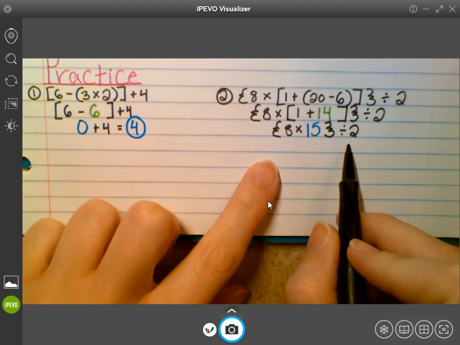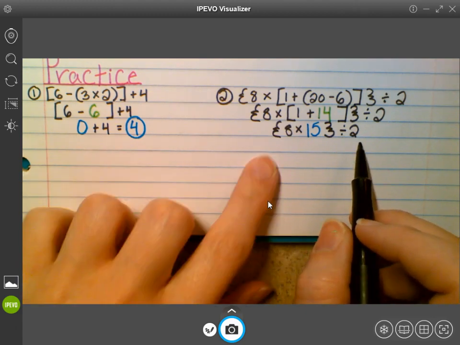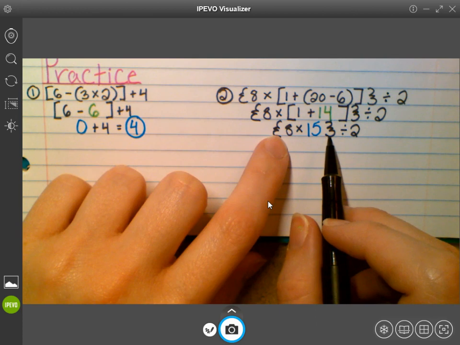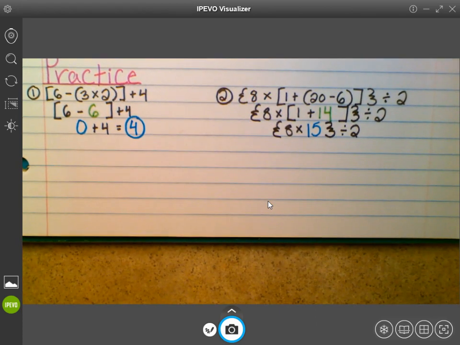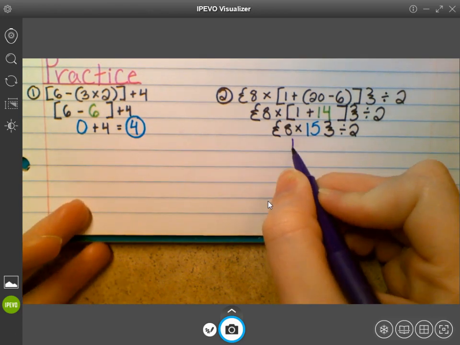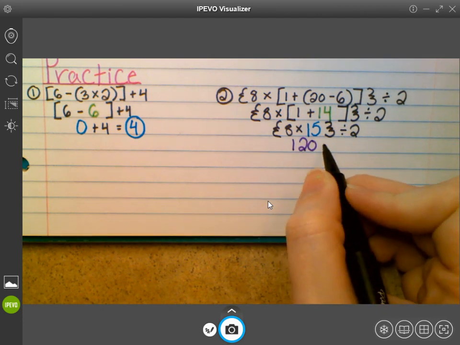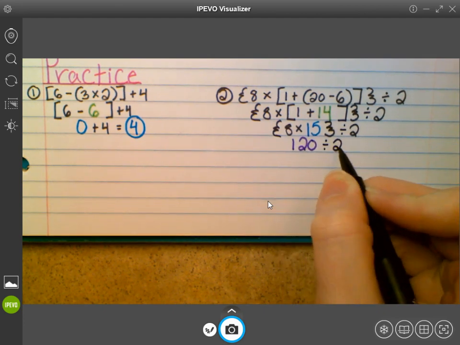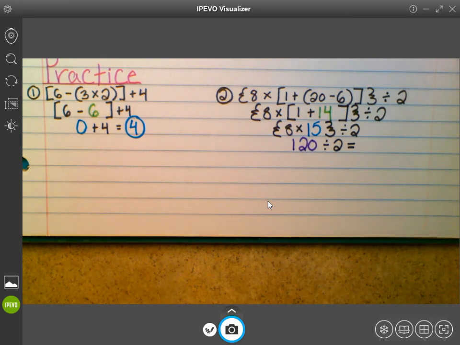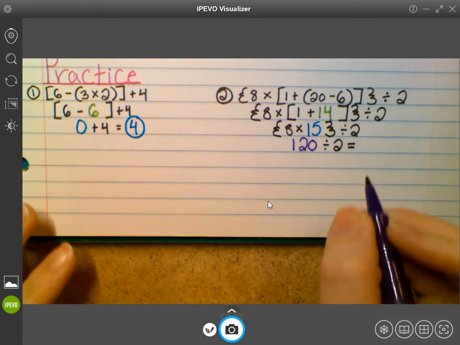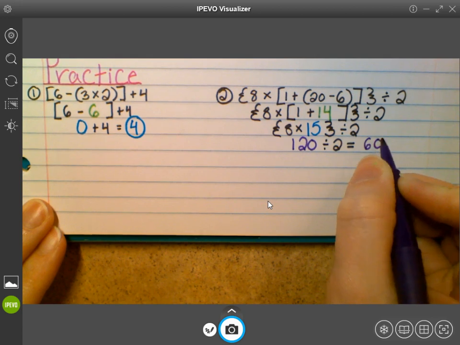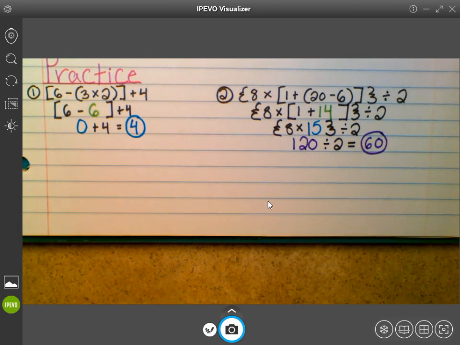So, on the very outside, I've divided by 2. Then I just have one set of grouping symbols left, and that is our braces. So 8 times 15. Who can raise their hand and tell me what 8 times 15 is? Drew. 120. It is 120. Thank you. So since I solved what's in braces, then I just say my divided by 2 now. On the count of 3, please tell me what 120 divided by 2 is. 1, 2, 3. 60. It is 60. Please raise your hand if you got 60 as your answer.